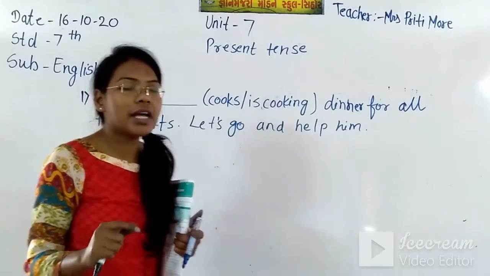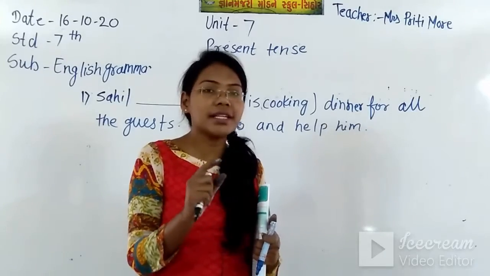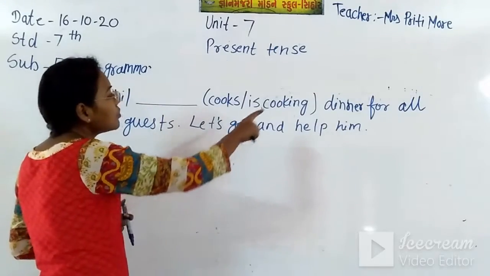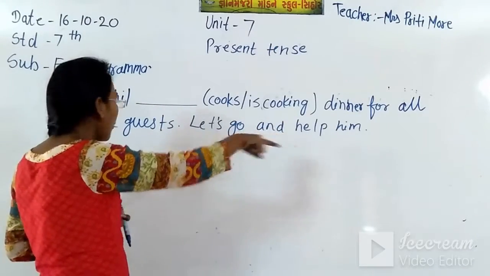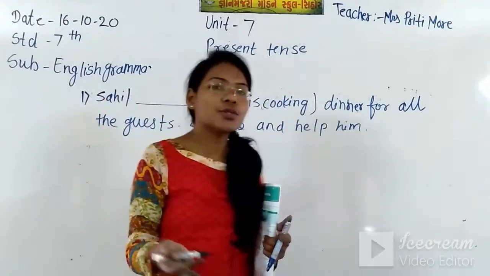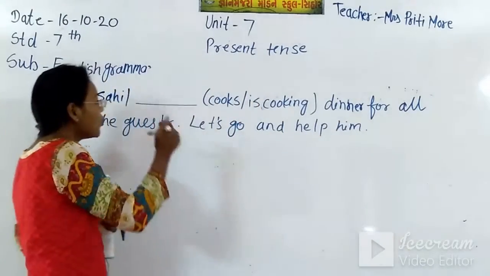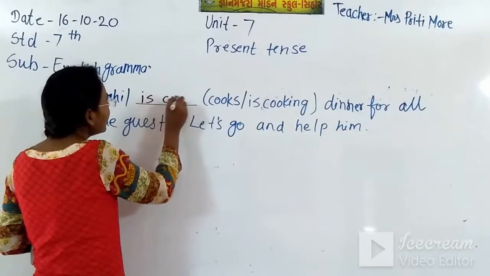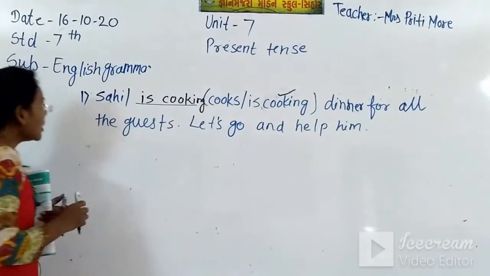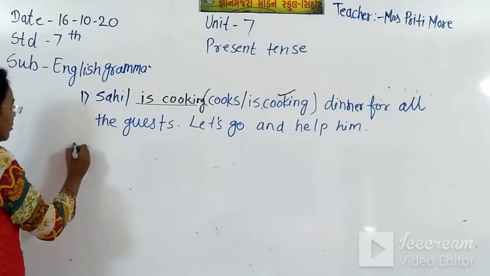Now just understand the meaning of the sentence, whether it is simple present or present continuous. Sahil blank space dinner for all the guests, let's go and help him. Let's go and help him means चलो उसे मदद करते हैं. That means he is cooking, his action is going on. So what will come here is cooking. So, Sahil is cooking dinner for all the guests, let's go and help him.